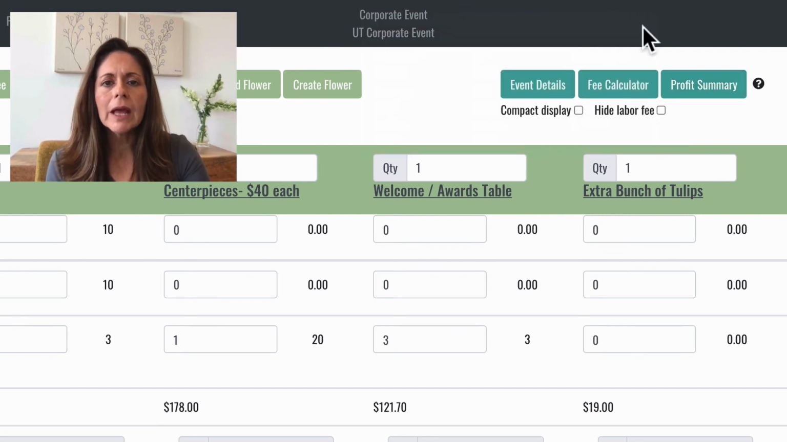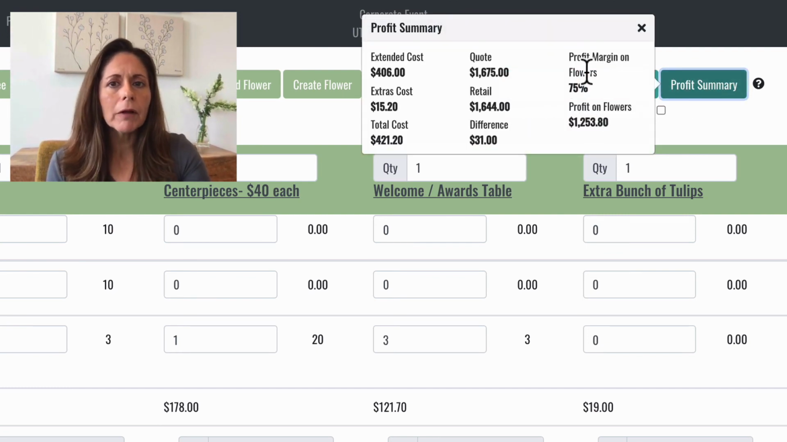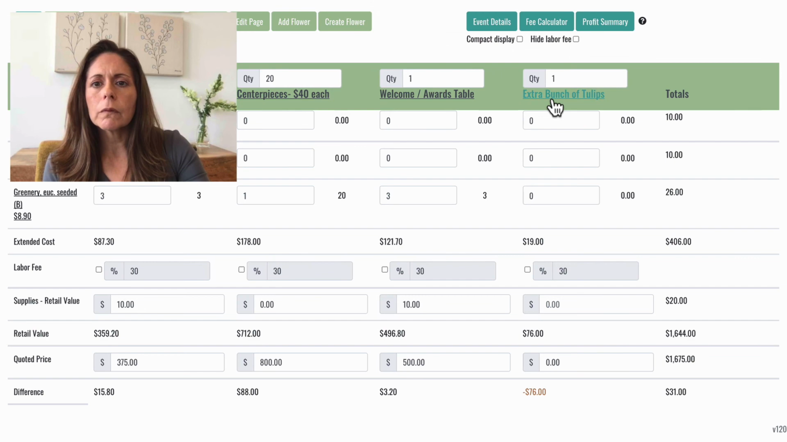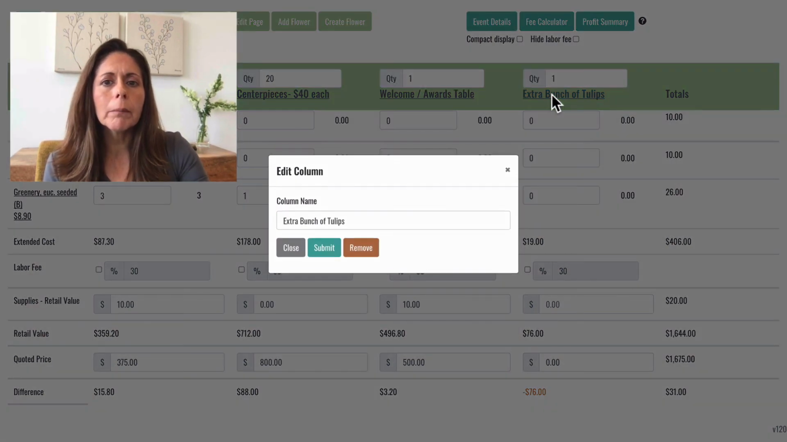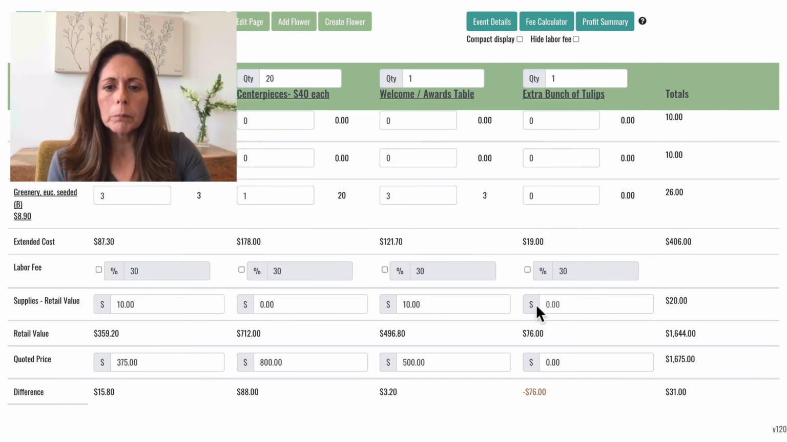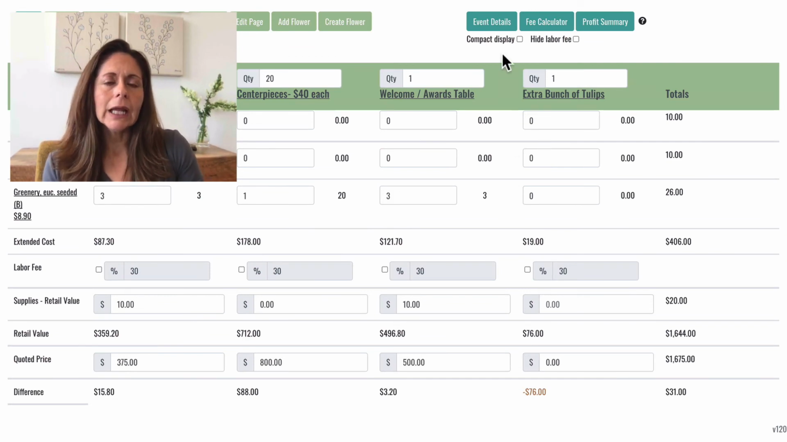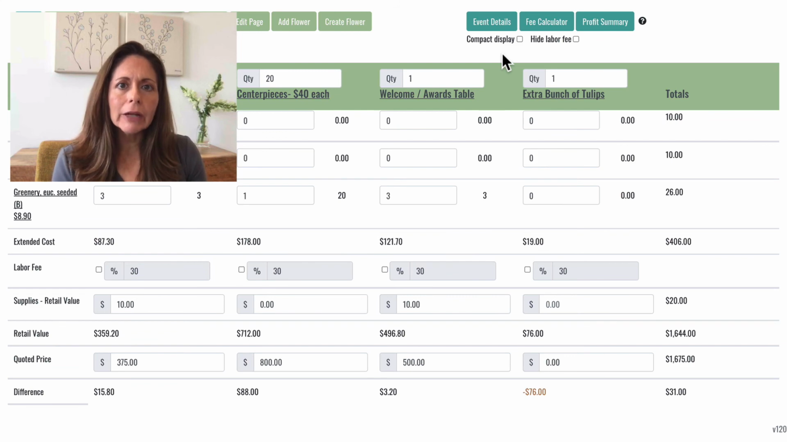I hope it helps. If you feel like you've got a really high profit margin and you don't feel like you have enough product, you can come in here and create a column that is called extra bunches of flowers or extra flowers. And then you can see how many flowers you can add in, keep your profit margin where you want it to be, but have extra product in case you need it.